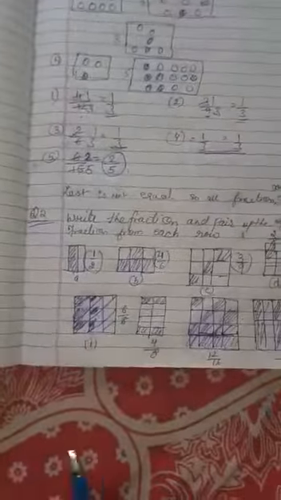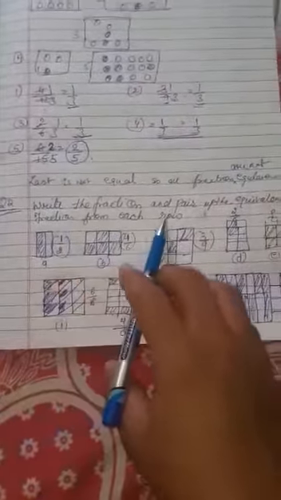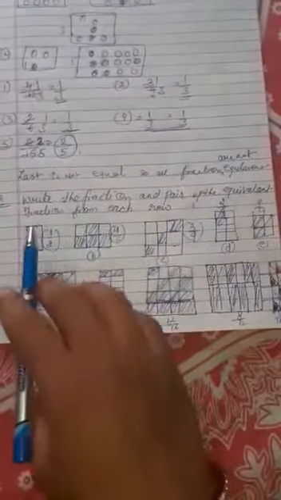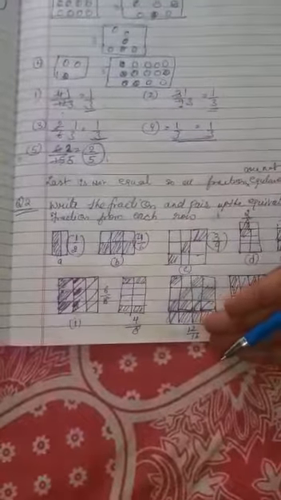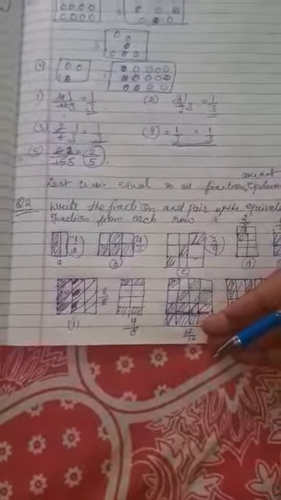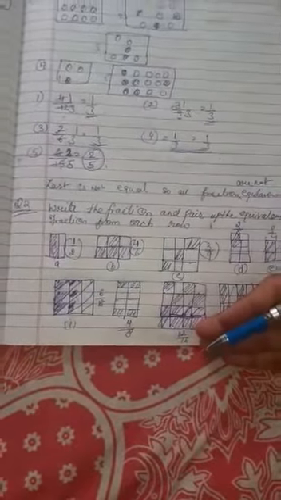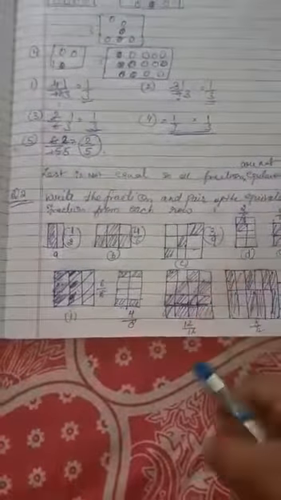Okay students, now you will see the second question. Write the fraction and pair up the equivalent fraction for each row. Now you will identify this row to this row. As you learned in the previous lesson, you will learn how to match the following. In this question you do it like this only for matching. But first of all you want to identify the fractions.